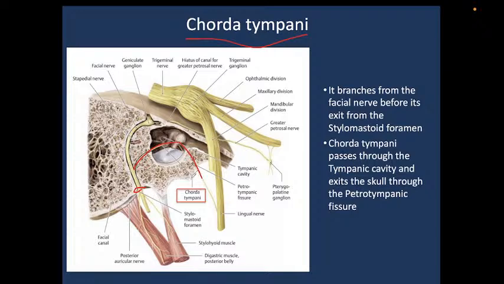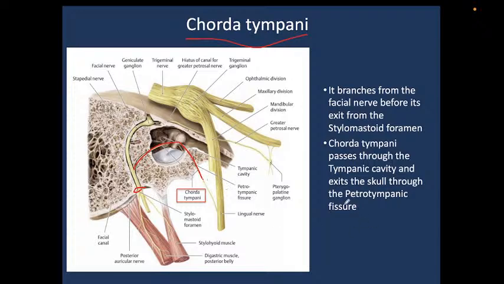Its name is strange, but if you see how this nerve comes through the tympanic cavity, you see that it is like a chorda. Chorda means some cord or small nerve which is visible inside of the tympanic cavity. So the name is that.